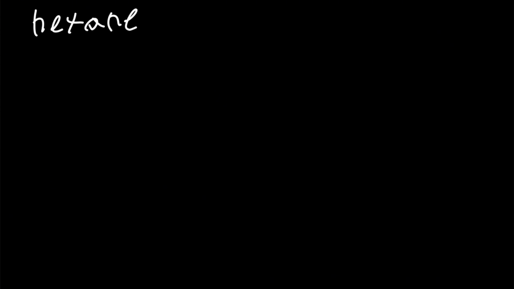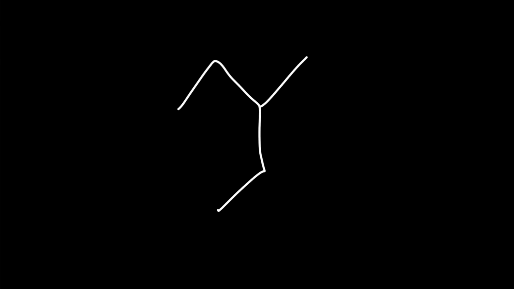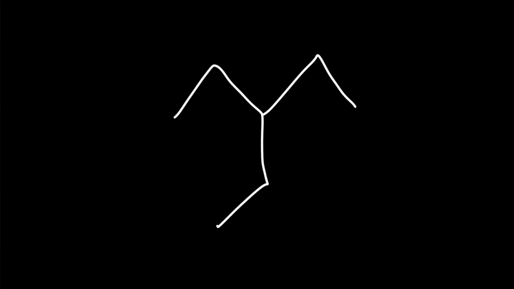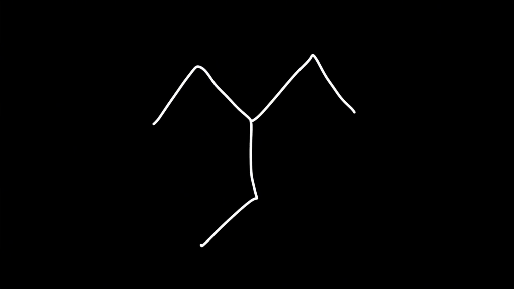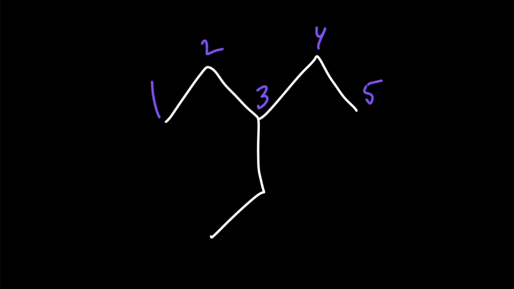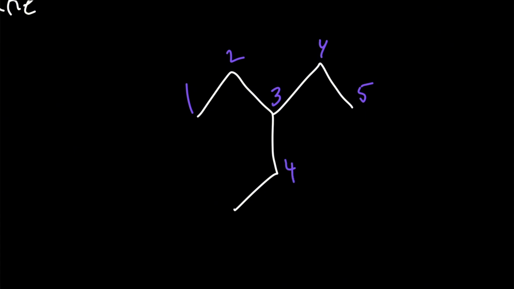But if I were to draw something a little bit more complicated, and I would draw this, to name it would be the same thing: find the largest parent chain. It would be 1, 2, 3, 4, 5. But it's also important to note that I could have chosen 4, 5 like this, or even done it in the opposite direction. Anywhere I start, it would all be the same. So the parent chain would all be the same. It would all be 5 carbons long. And with this branch here.